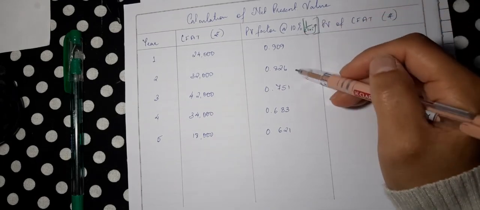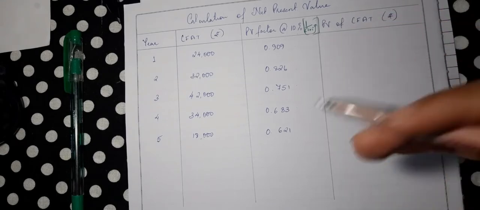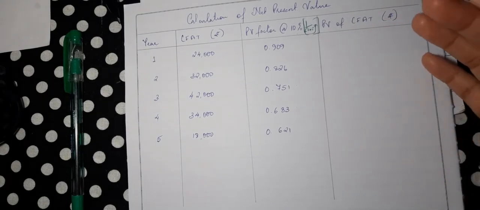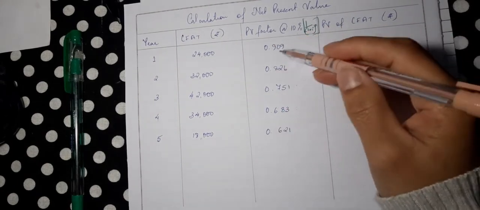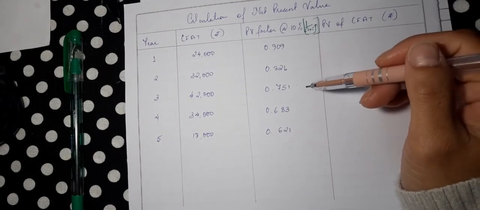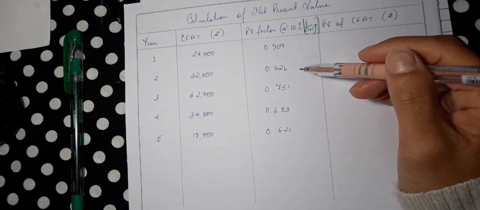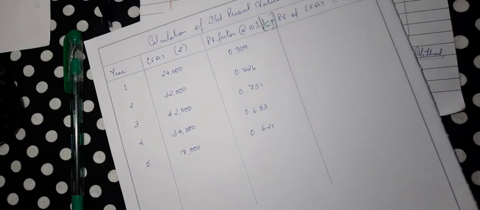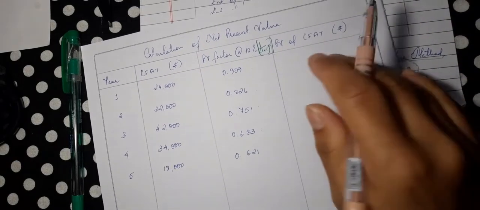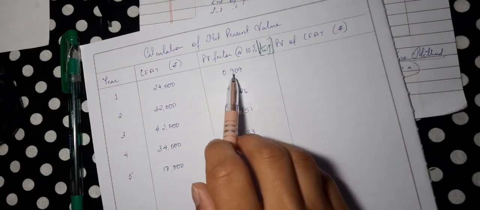Anyway, I'm not doing calculations anymore because we've already done those in the previous few sums and in the previous unit as well. So I have gone forward and written the present value factor straight away. In the first year, 0.909, second year, 0.826, third year, 0.751, fourth year, 0.683, and in the fifth year, 0.621. Only thing left for me to do is to calculate present value of cash flows after tax, which is CFAT into present value factor.